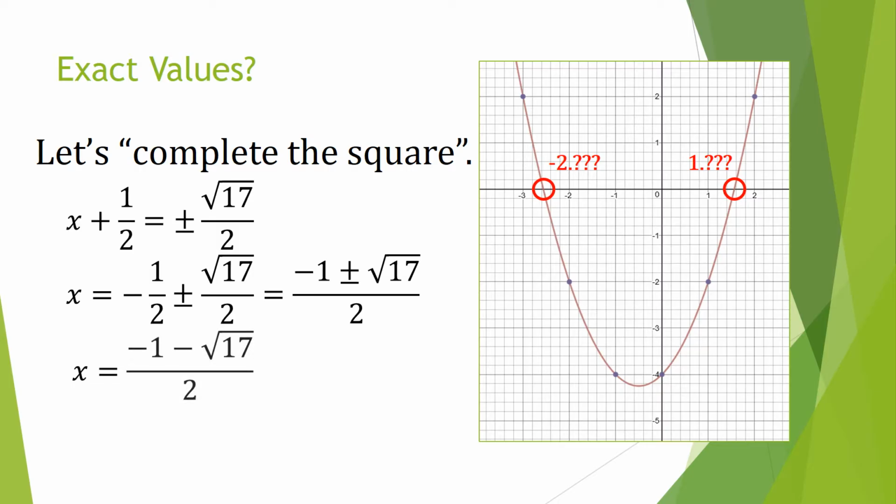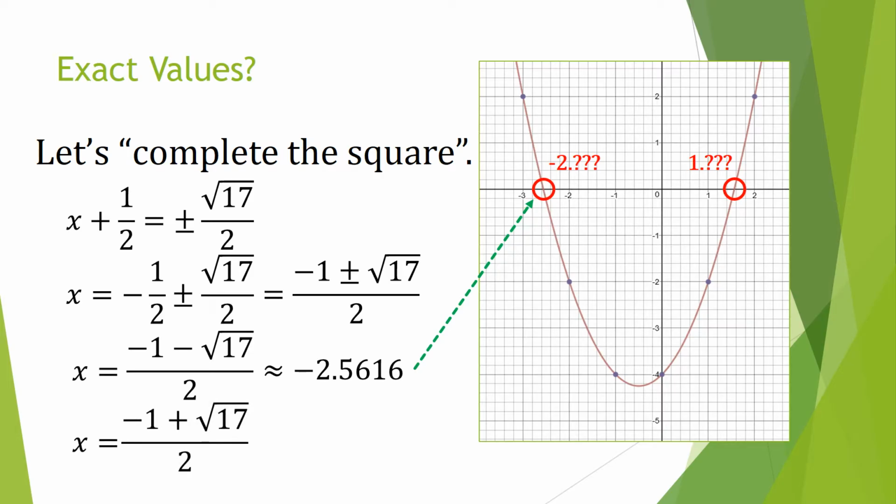So for the first one, let's find out what -1 minus the square root of 17 over 2 is. And that is approximately equal to -2.5616. And that's shown right there. So there's the answer for that one. And then the exact value for the second one is -1 plus the square root of 17, all of that over 2. And the approximate value of that is positive 1.5616, which matches that number on the right-hand side there.